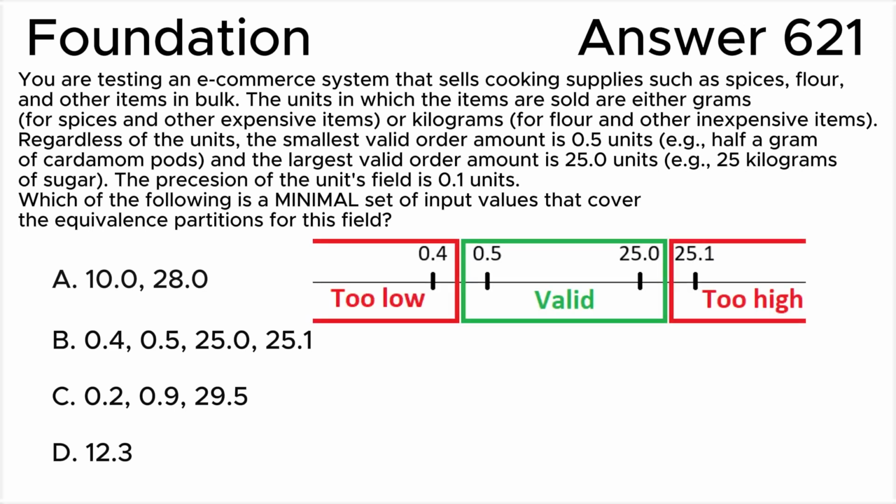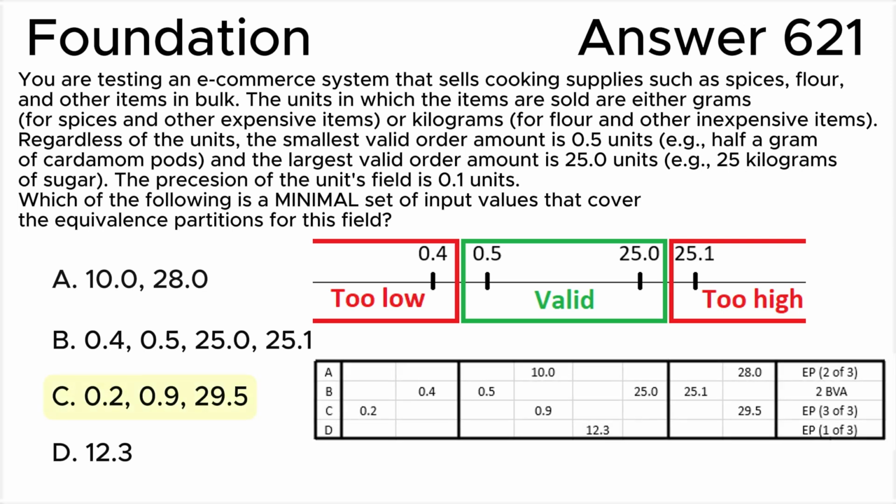There are three equivalence partitions: invalid partition too low, 0.4 and below; valid partition, 0.5 to 25.0; invalid partition too high, 25.1 and above. It is necessary to apply the equivalence partitioning test technique correctly.